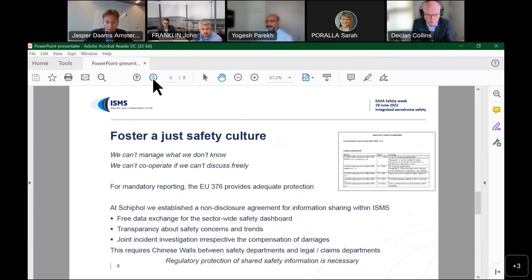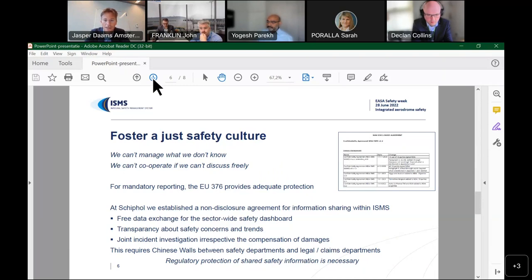Then I have two more slides about the culture and the future challenges. First one about safety culture. If you work together, you have to be open. You need to have trust, and that, well, trust is built over time and on personal relations, but you also need to have the legal framework that you create what I call a safe space to do that.